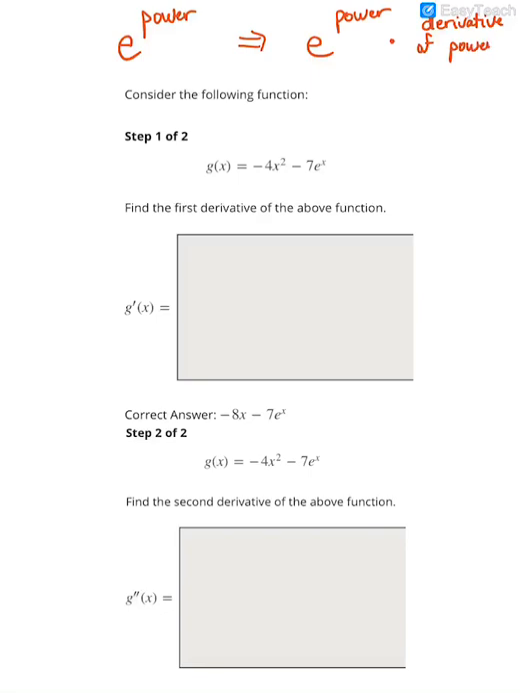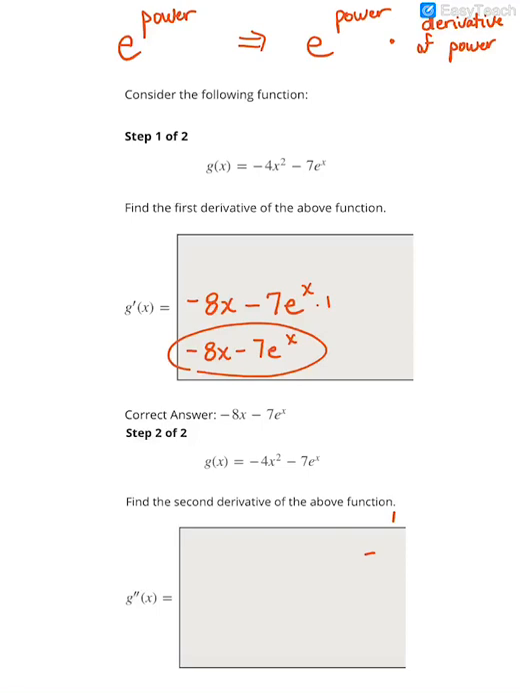Okay, so in this first example, we're being asked to find a first derivative. On the first term, it's just my normal power rule, so I'm going to have a negative 8x once I derive that. And then I have minus 7, and then the derivative of e to the x will just become e to the x times the derivative of x, which is just a 1. So my final answer would be negative 8x minus 7e to the x. So that would be my first derivative.